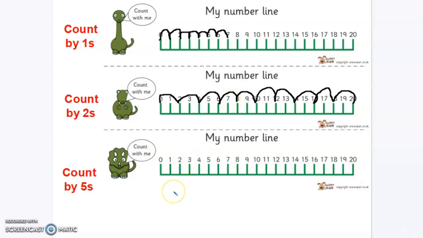All right, let's try counting by 5s. Oh boy. Okay, so we're going to start at 0. Where do we go next? Yes, to the 5. 5. And then where do I go? Yep, 10. And then 15. And then what's the last number? 20. Those are much bigger hops compared to the 1s. So as you're counting on larger numbers, your hops are going to be bigger.